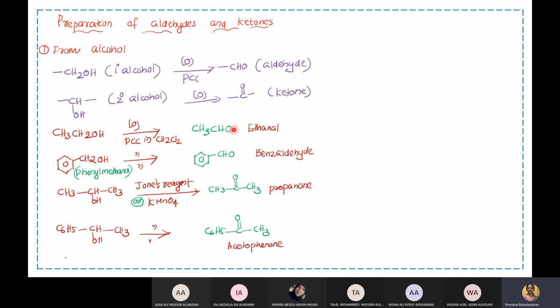See, we did this before. Look, CH2OH will become CHO. Here also CH2OH, CHO. Then secondary alcohol is CHOH. See, this CHOH became CO. Here also CHOH, CO. Okay, this is what we did.